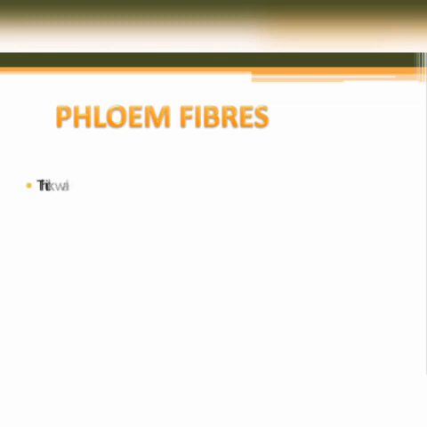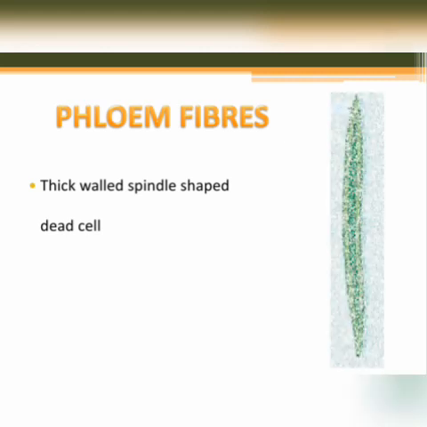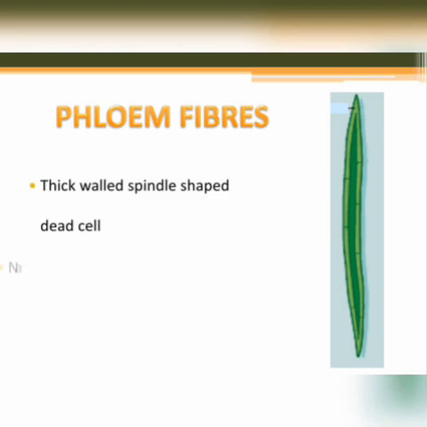The next element that we will discuss is phloem fibers. These are thick-walled, spindle-shaped dead cells, and as you can see the structure here, it clearly indicates the presence of a narrow lumen, and these structures help in providing mechanical strength.